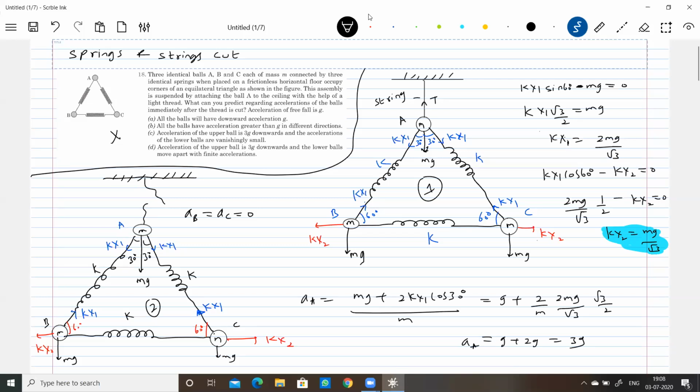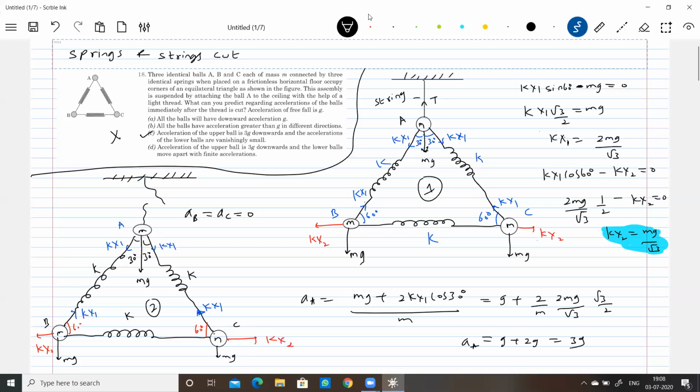Yes, it's possible. Vanishingly small means almost equal to 0. The interpretation you have to do like this here.